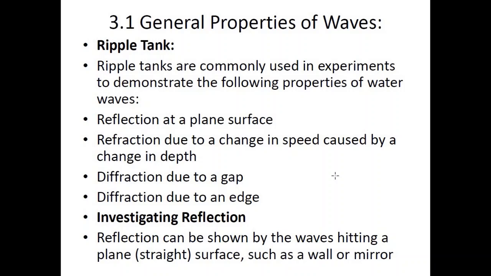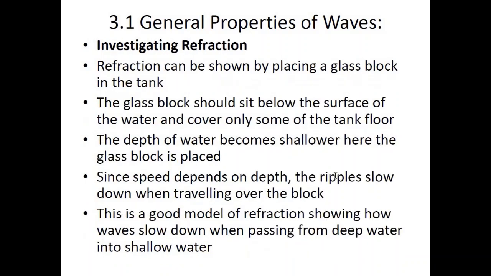This can be shown by waves hitting a plane such as a wall or a mirror inside a ripple tank, whereas refraction can be shown by placing a glass block in the tank. The glass block should sit below the surface of the water and cover only some of the tank floor. The depth of the water becomes shallower where the glass block is placed, and since speed depends on depth, the ripple slows down when traveling over the block.